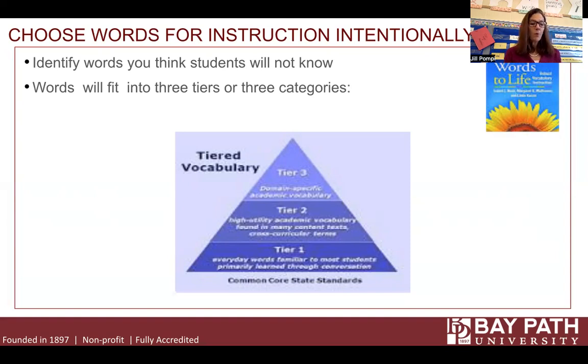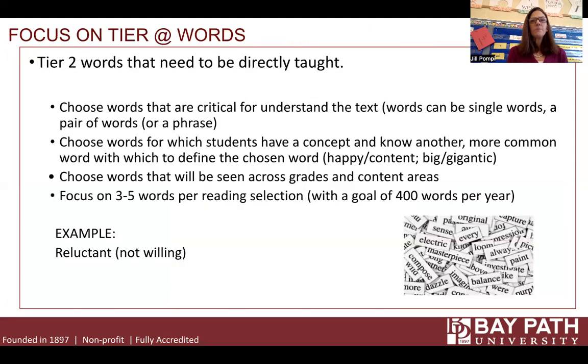Oftentimes, students know a more common word that relates to a tier 2 word. For instance, I could teach a word such as content because my students know the word happy and they can make a connection between those 2 words. Or I can teach gigantic since students already know the word big, and I can explain to them that if something is gigantic, it is really big.